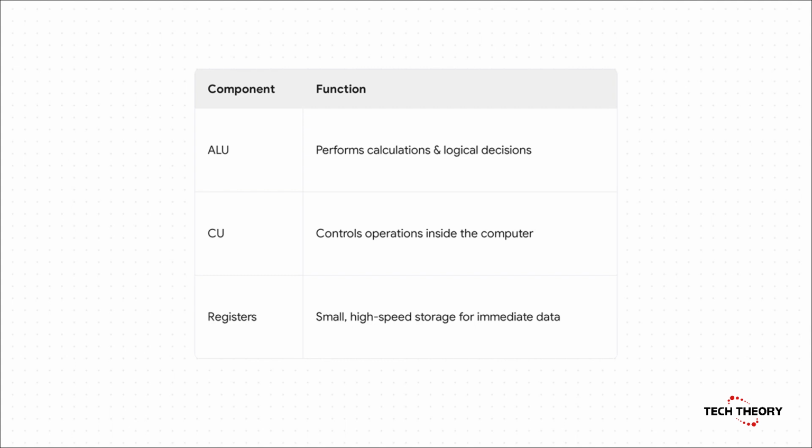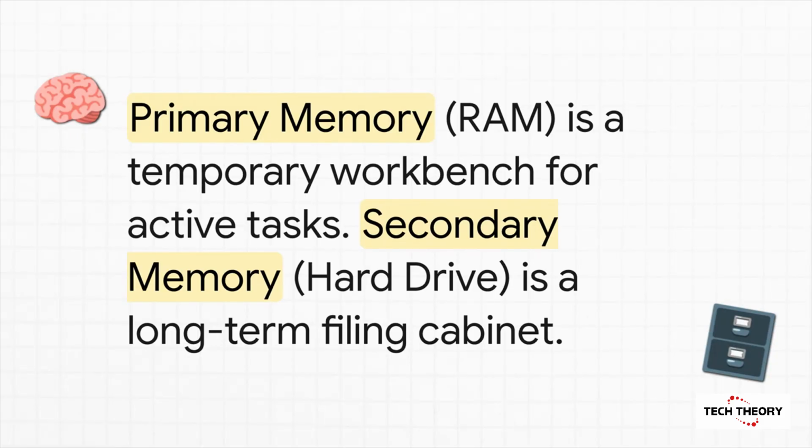You've got the ALU, that's the math genius of the group, crunching all the numbers. Then you've got the CU, the control unit, which is like the traffic cop, directing where all the data goes. And then you have these things called registers. Think of them as tiny, super fast sticky notes for holding little bits of info the CPU needs right this second.